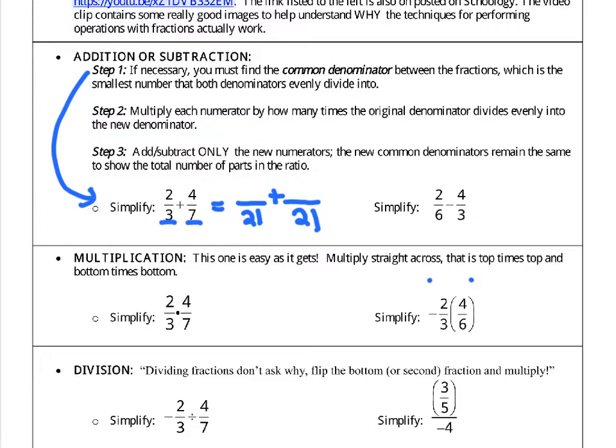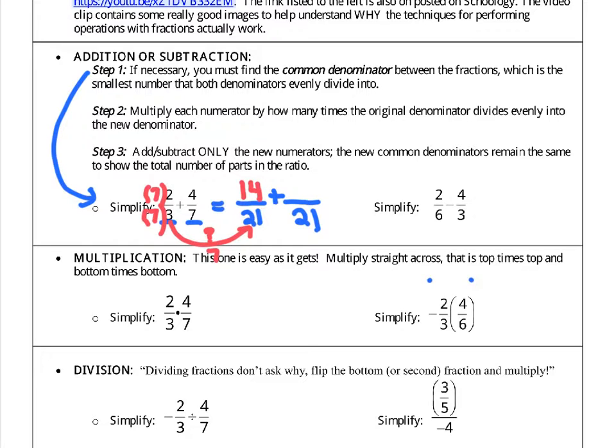For instance, we ask ourselves, how many times does 3 divide evenly into 21? Well, that answer is 7. So we're going to take the top and the bottom of that original fraction 2/3 and multiply it by 7. So now what was 2/3 will now become 14 over 21.